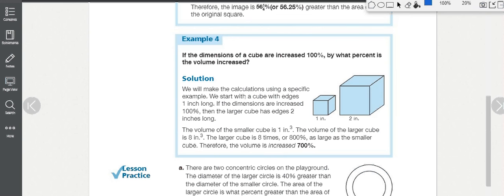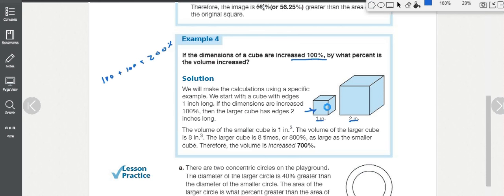Example 4, if the dimensions of a cube are increased 100%. Okay, so let's just start there. We got a cube here. Always use 1 to keep things simple. If it's increased by 100%, why is it 2? Because, remember, percent of original is 100% plus the increase, which is another 100. It's a 200% increase.